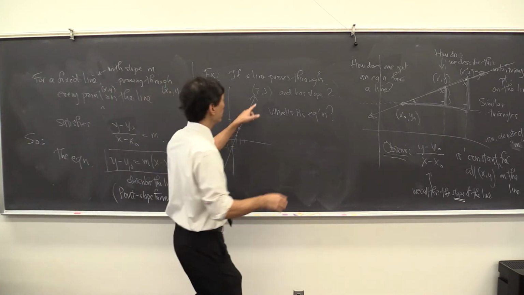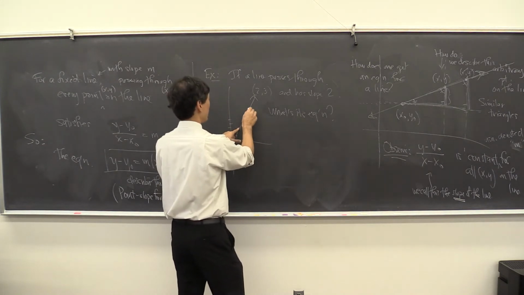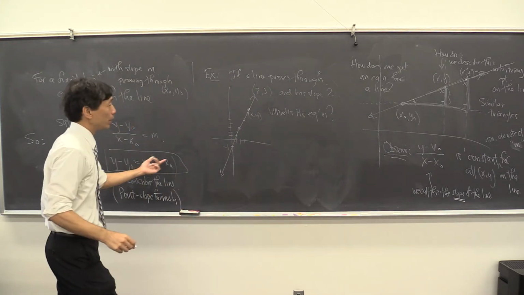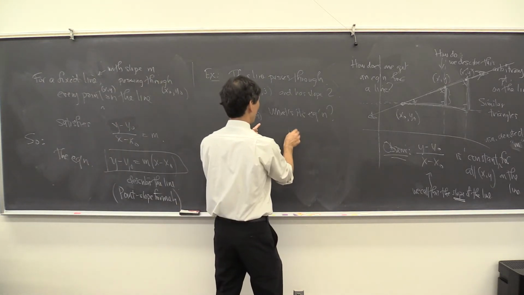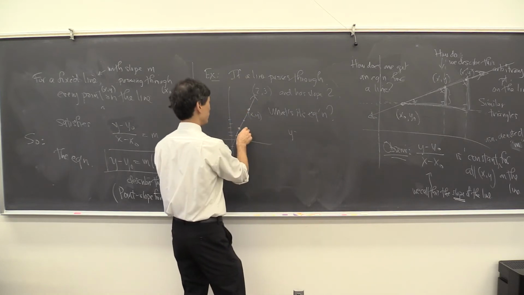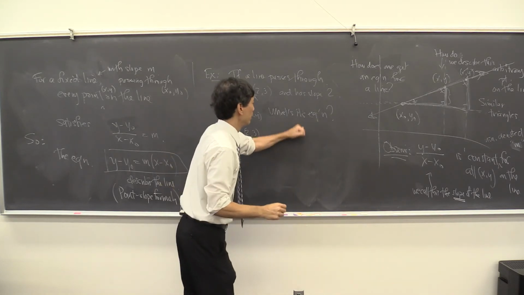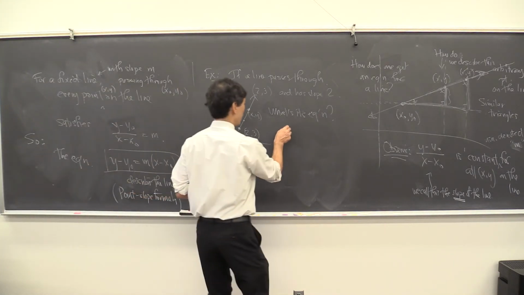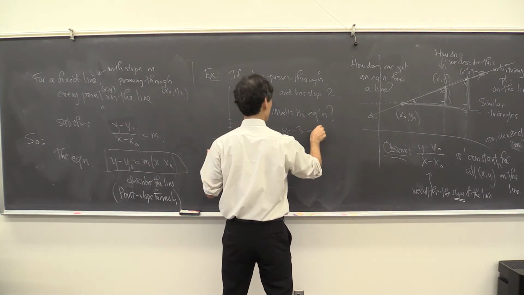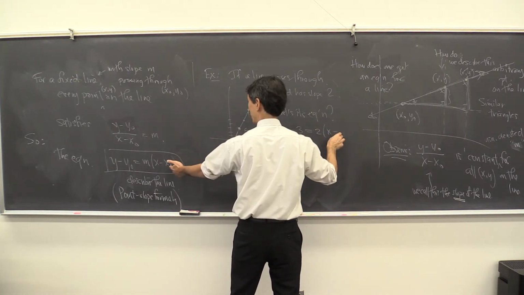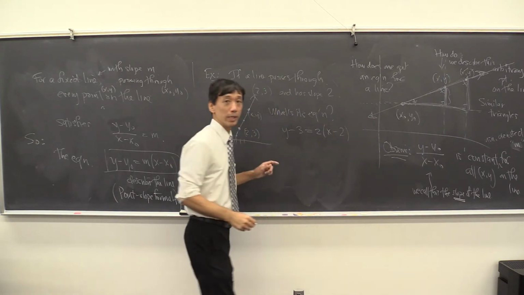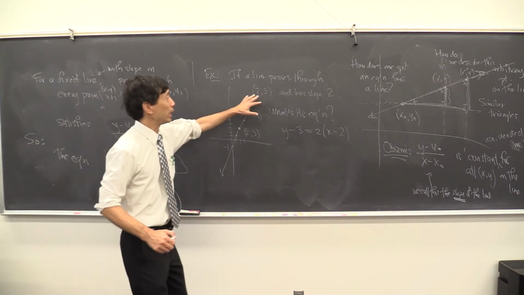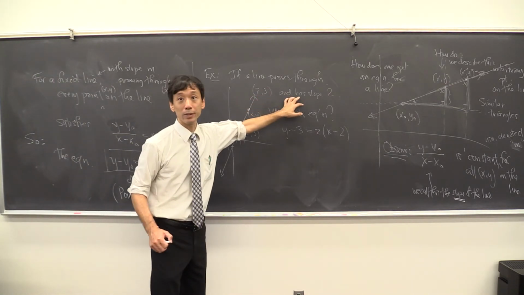So let's think, same kind of thinking. If this is an arbitrary point (x, y), and we know this point here is (2, 3), we can just write it down here. So y minus the y coordinate equals 2 times x minus the x coordinate. You can write it down directly from this point and this slope.